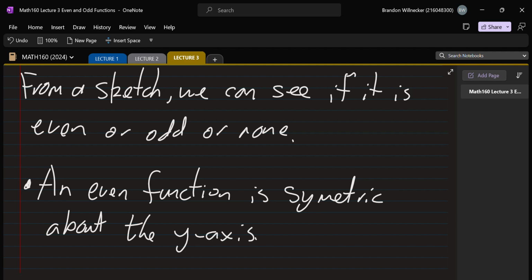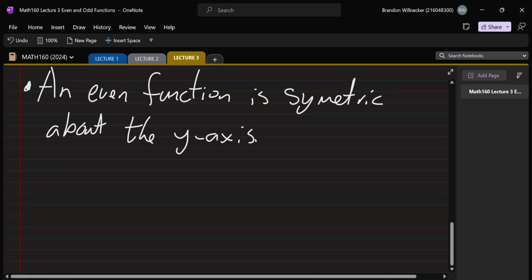Okay, so what do we mean by symmetric about the y-axis? We mean that the image on the right-hand side, if you flip it over, like a page in a book, you flip it over to the other side, you get exactly the same image back. So the classic example for this is just y equals x squared, like we had.